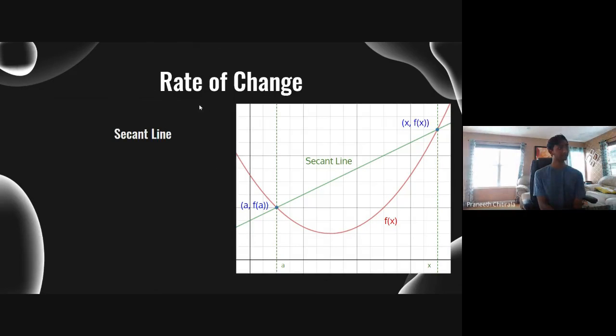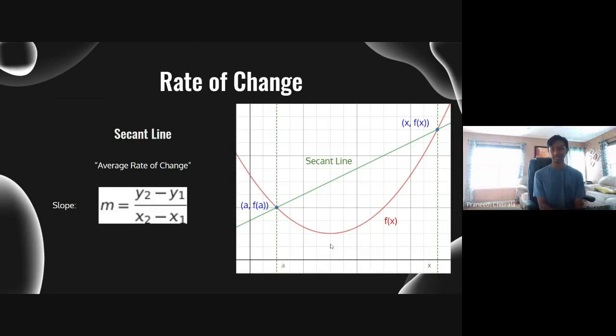So we're going to talk about rates of change, the different types of rates of change that are important for functions. The first line we're going to talk about here is the secant line. And this essentially is the average rate of change of a function, f of x, between two different points. And the slope of this secant line is just your average y2 minus y1 over x2 minus x1. Just a regular slope between two different points. You learned this in Algebra 1, and it's coming back here. So the secant line is very easy to visualize and very easy to understand.